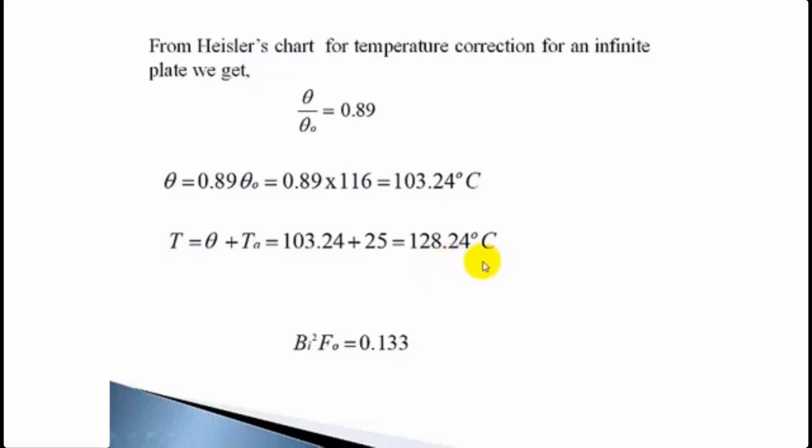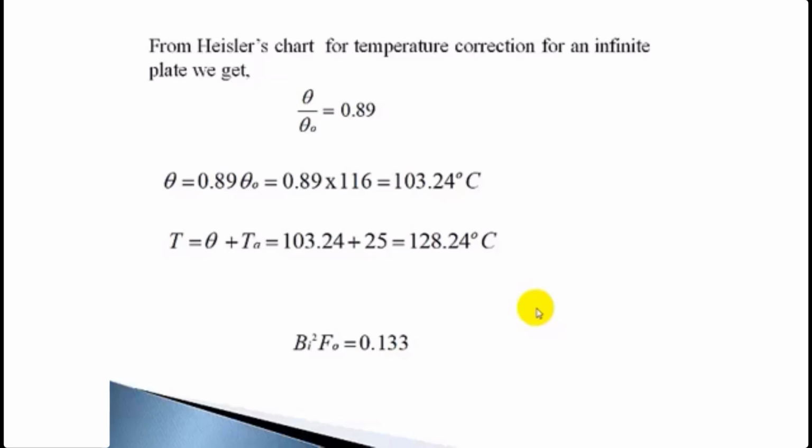So what was the temperature at the center at the end of 2 minutes? Center temperature difference is 116. We got it from the first graph. Center temperature difference is 116 and center temperature was 141. So the center is at 141 degrees centigrade whereas the surface is at 128.24 degrees centigrade. So there is a lot of variation in temperature from the interior mid-plane to the surface. Nearly 13 degrees difference is there.